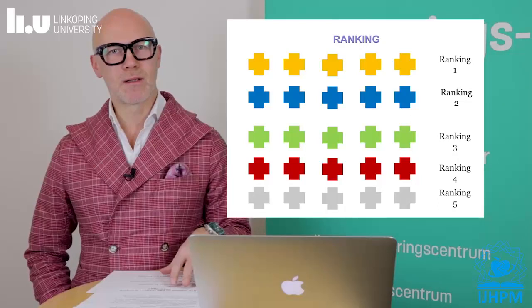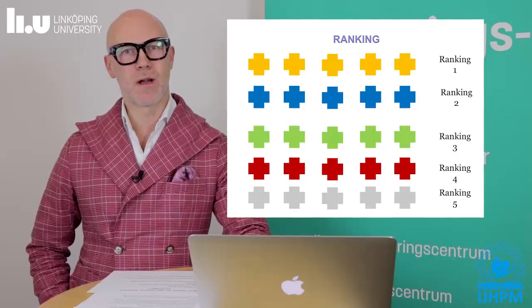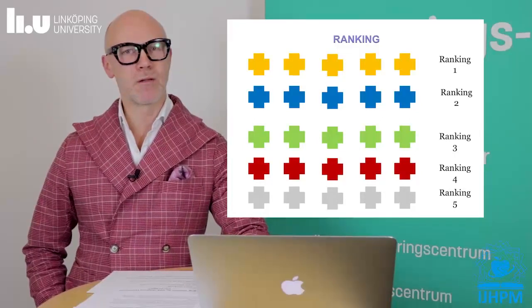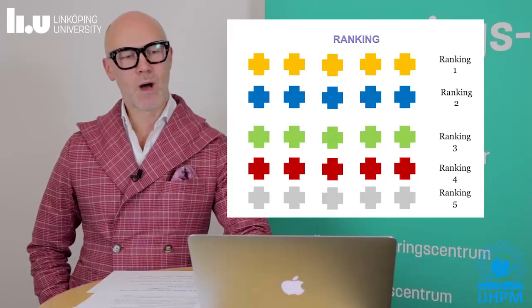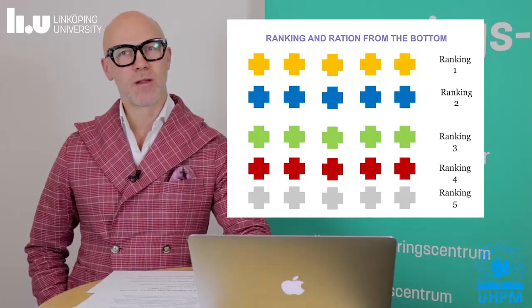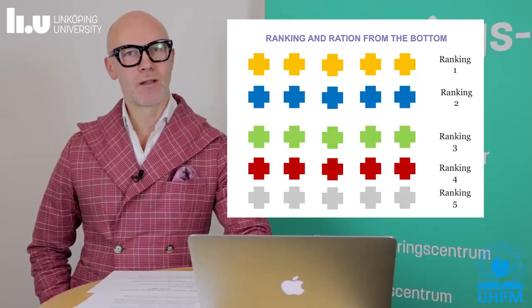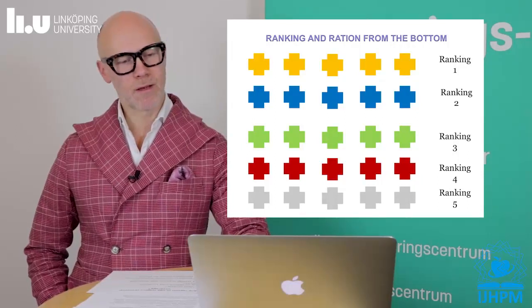When this ranking list is made, you have to decide how to allocate resources in relation to this ranking list, and you can obviously do that in different ways. One way is to ration from the bottom. That means that you simply remove from the bottom interventions until you reach the budget level, like this.